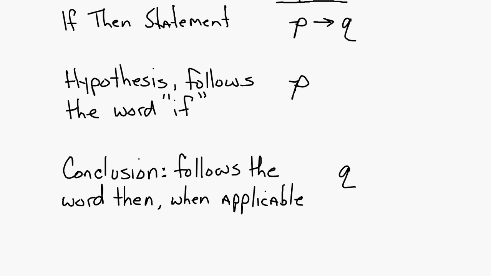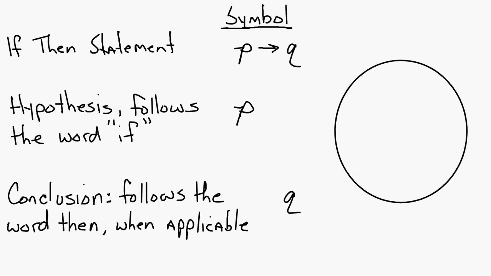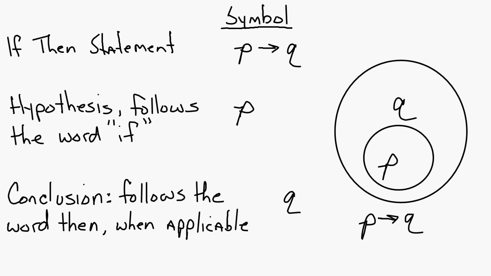The model for all this. They call it the model, but it ends up being a Venn diagram. In this Venn diagram, here's your symbol for your conditional. This symbol reads if P then Q. If P then Q. Your hypothesis is in your small circle. Your conclusion is in the big circle.